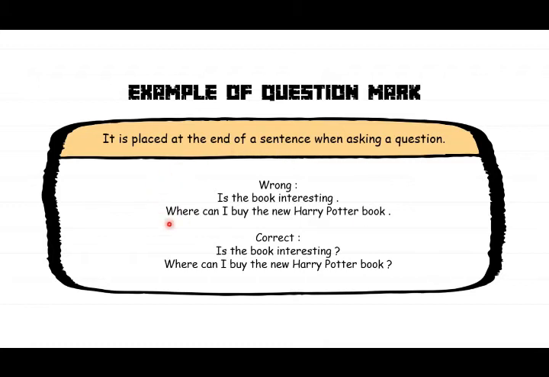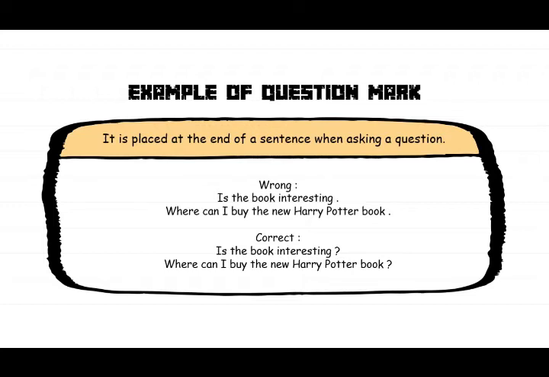So this one is the wrong use and this one is the correct one. Okay, look at the wrong one first. Is the book interesting? Where can I buy the new Harry Potter book? See, dia bertanya. Bila kita baca pun dia tahu dia tengah bertanya. Biasanya kita gunakan question mark ni bila kita ada soalan WH, macam who, why, where, what, semua tu. Kalau verb to be, is, are, was, were, am tu, pun sebagai pertanyaan soalan lah.